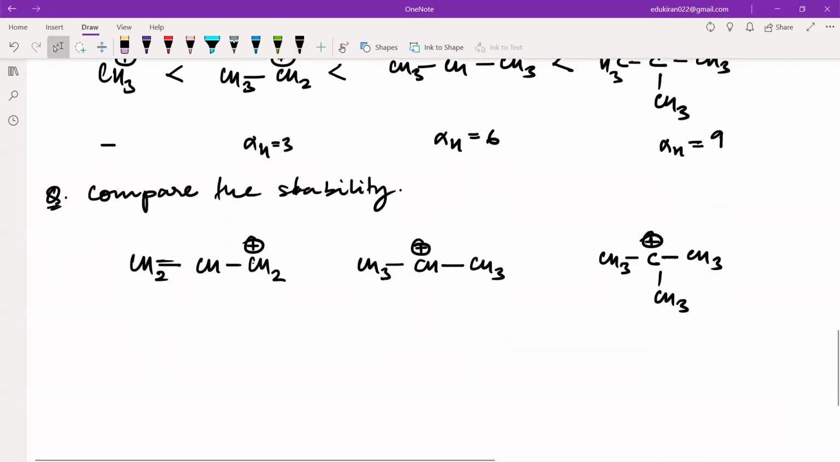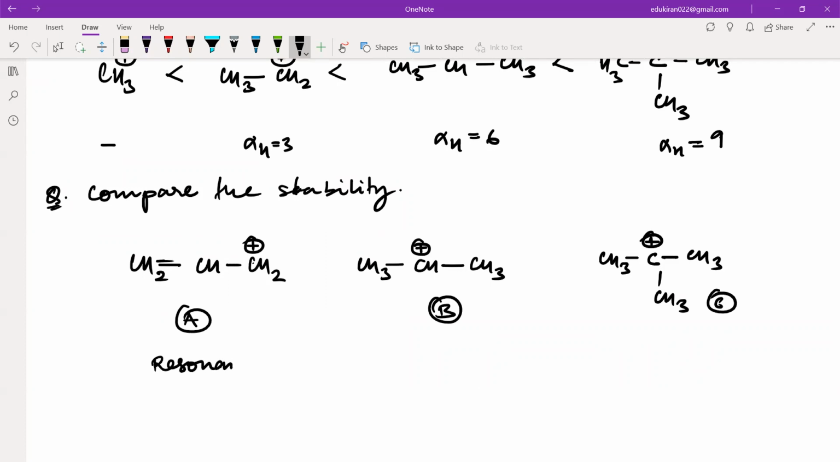Now if I compare here, we have A, B, and C. A has resonance, and there will be 2 resonating structures. We have seen this example when dealing with the conditions for resonance. B has hyperconjugation where the alpha hydrogens equal 6. And in C the alpha hydrogens equal 9.